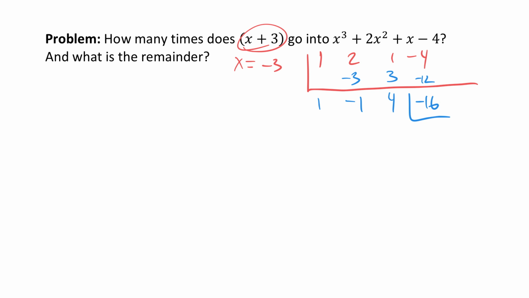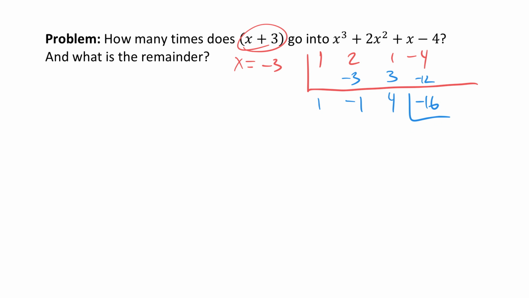Now, normally when we get a negative 16, we would say, oh, I guess it's not a factor, it doesn't work out. We'd kind of cross it off and try again. But in this case, because we're not actually trying to factor this polynomial, we're simply wondering how many times x plus 3 goes in, we can just write down information from the synthetic. This is actually helpful. This is actually good news.